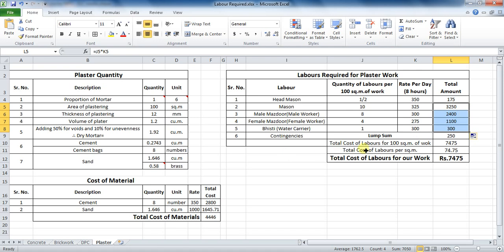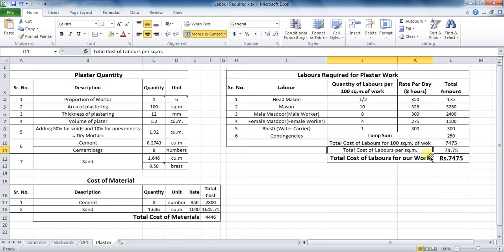Next part is to calculate the total amount of labors for 100 square meter of work. So the formula in Excel will be is equal to sum, bracket start, cell L4 to cell L9, which comes to be ₹7,475.